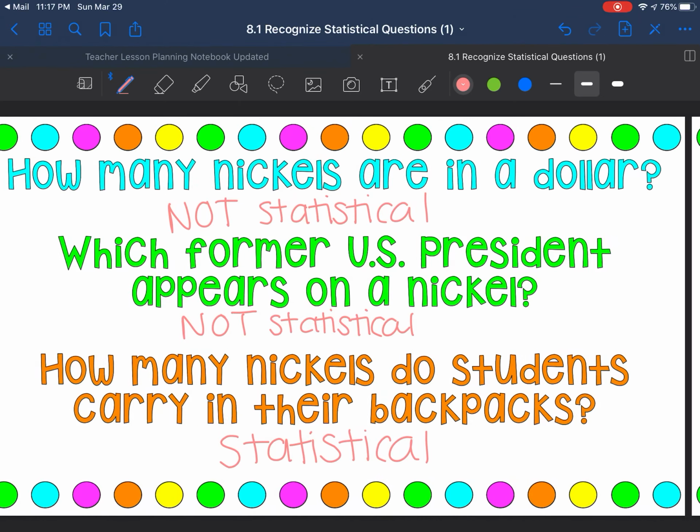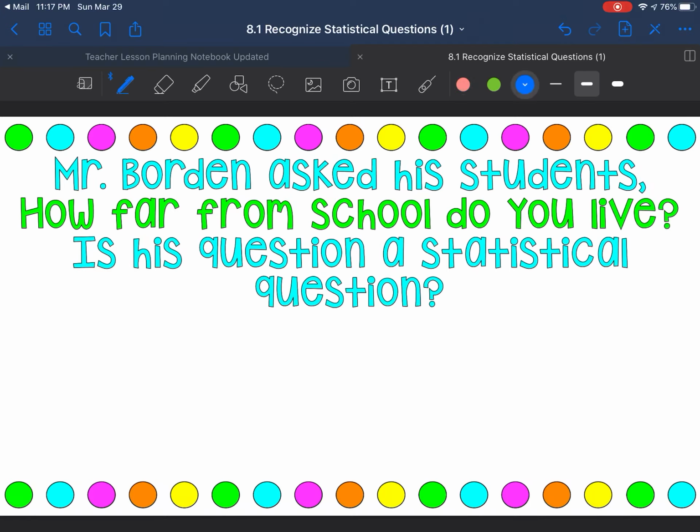So, that's it. Let's take a look at some more examples. Mr. Borden asked his students, how far from school do you live? Is his question a statistical question? Yes, we don't all live in the same place, right? Some people may say 5 miles. Some people may say a mile. Some people may, like me, say 20 miles. So we all have different answers. Since there's multiple answers, it is, in fact, a statistical question.